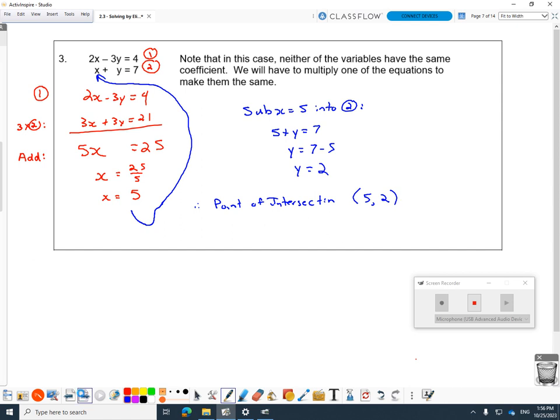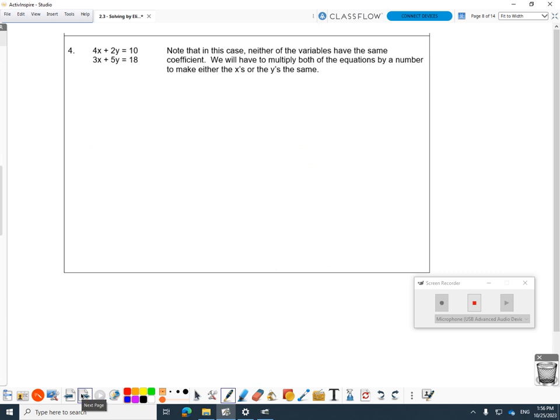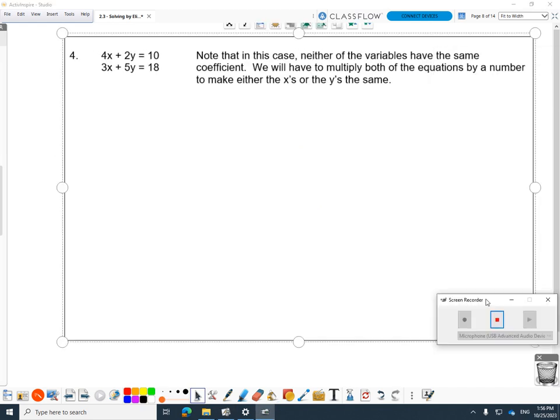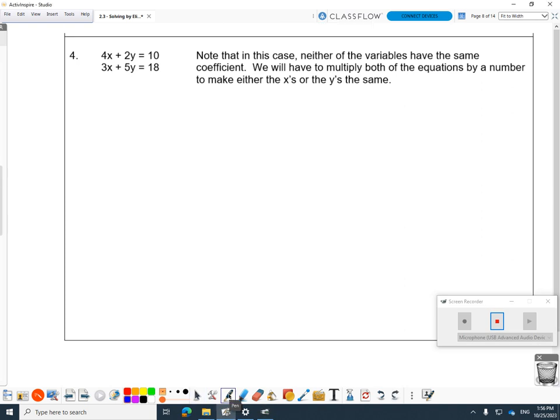Last one of the day. Really, really difficult to see what has to happen here. So this time, instead of jumping in and just doing it like I did last time, we're really going to talk about it. Here are the equations. 4x plus 2y equals 10. 3x plus 5y equals 18. Here's my hint. No one number is going to do it. I can't multiply the first one by something, or the second one by something, and make these match up. That is, there's no nice number I can multiply 4 by to get 3. There's no nice number I can multiply 2 by to get 5. It's not going to work.